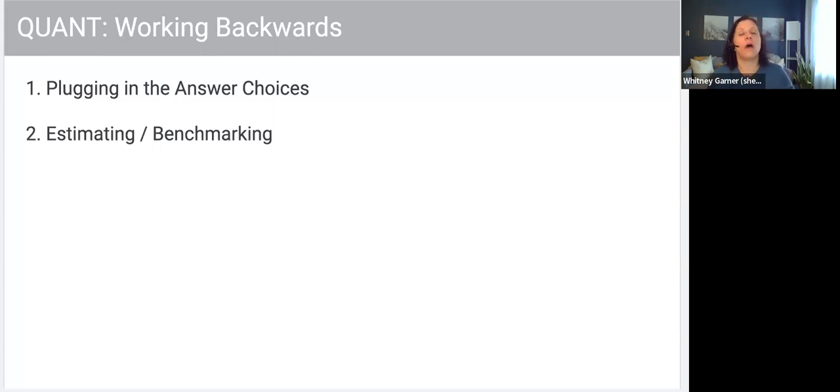One of those would be questions where I'm taking answer choices and plugging them back into the question. And in the other family, I'm using my answer choices to help me estimate, or I'm benchmarking off of my answer choices in order to save myself computation. Because reminder, on the quant section of the GMAT Focus, we do not have a calculator. On the data insight section, we do, but we don't for quant.